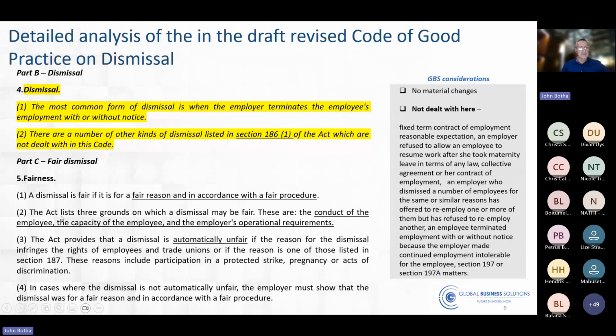It says the Act lists 3 grounds on which dismissal may be fair: conduct of the parties, that's misconduct; capacity, incapacity; and operational requirements. And then just to remind us, they say, if you do fire people because of their race, their gender, their religion, their sex, their culture, and their belief, well, that's an automatically unfair dismissal. So in terms of this, colleagues, it's an important aspect to bear in mind. All 3 forms of dismissal are covered in this.